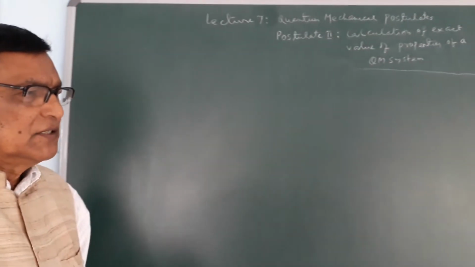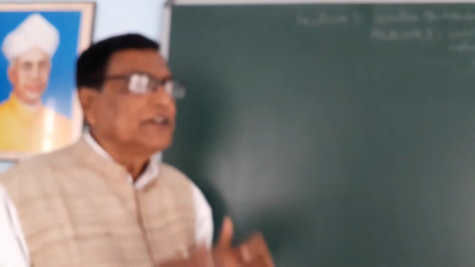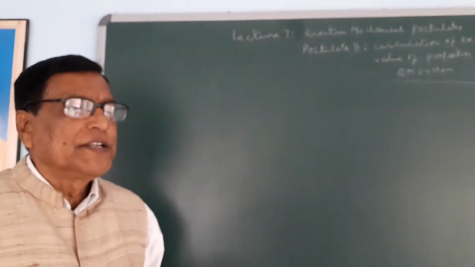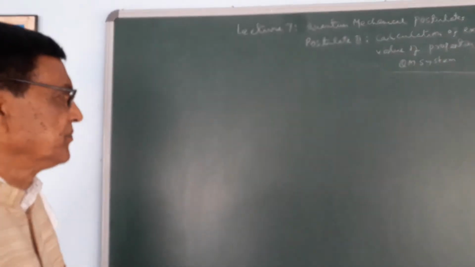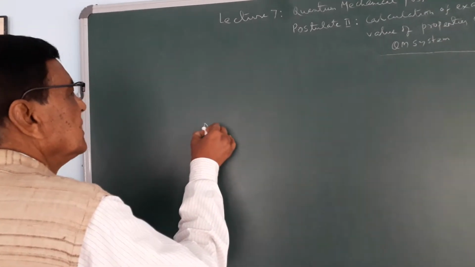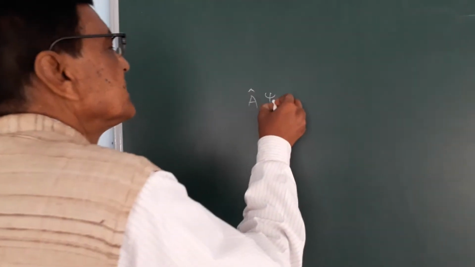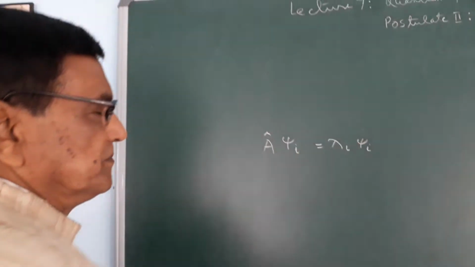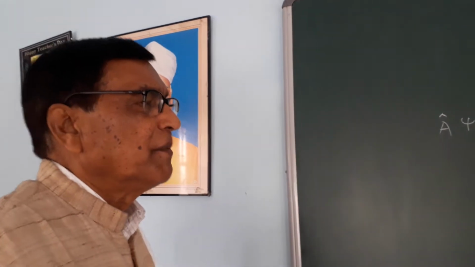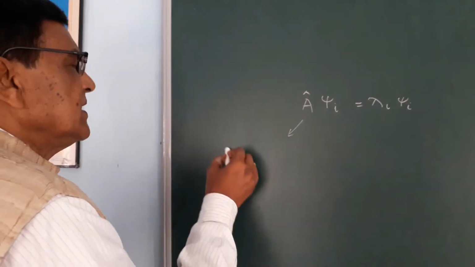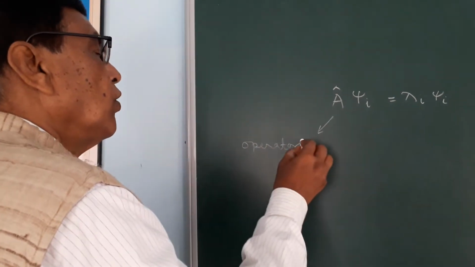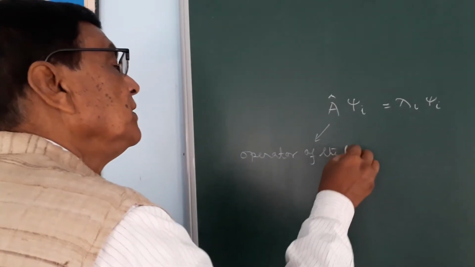We shall today discuss this eigenvalue equation, which will provide the exact value of the properties for a given state of the system. The eigenvalue equation is A cap psi i equals lambda i into psi i. This is the eigenvalue equation of the property whose magnitude is lambda i. A cap is the operator of the physical property.